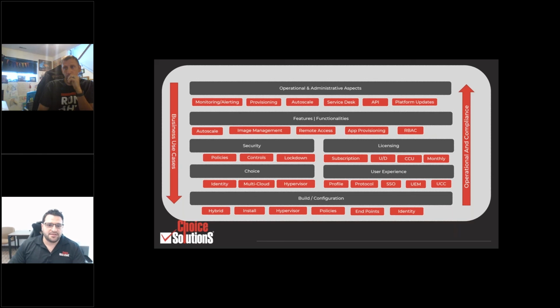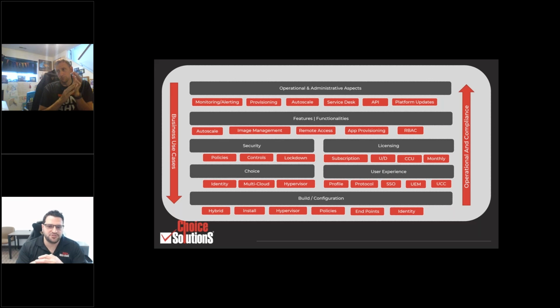So these are some of the areas that we spoke about. We look at operational and administrative aspects: monitoring and alerting, provisioning, auto scale capabilities, service desk integration, what tools are available for the help desk, and whether there is API support. Then what features and functionalities, such as image management, remote access capabilities, and app provisioning. We'll look at security, what kind of controls and lockdown capabilities are there from a policy standpoint. How is each of these solutions licensed across the board? Because that's really important to understand.